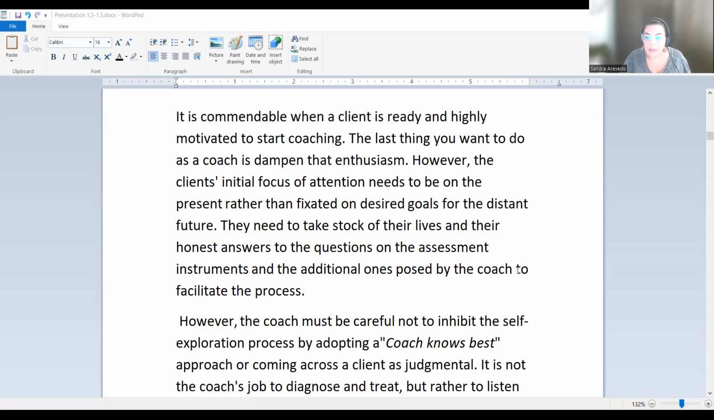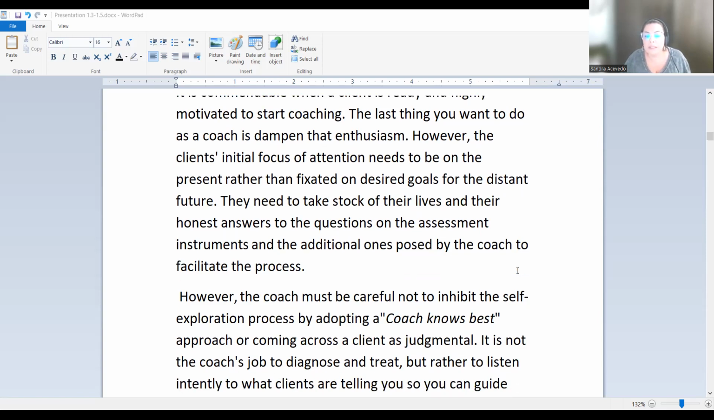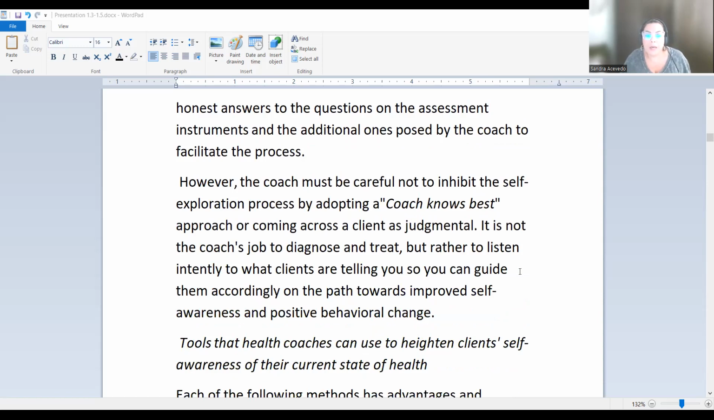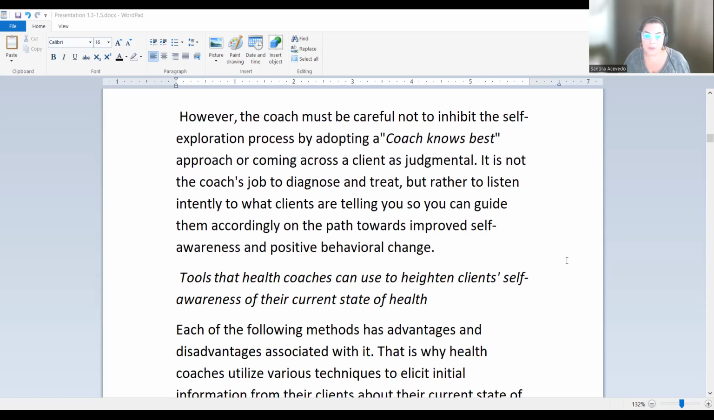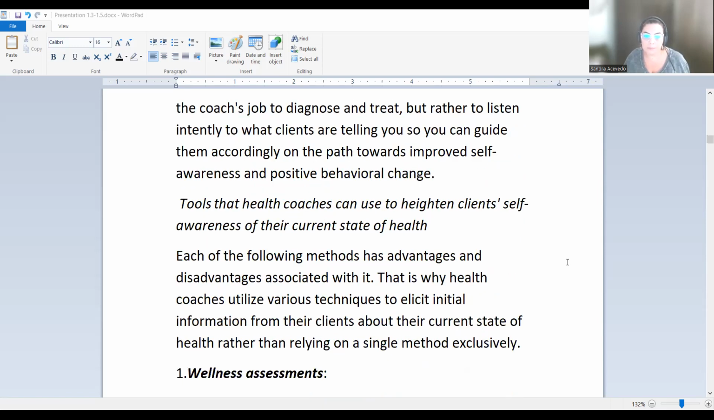They need to take stock of their lives and give honest answers to the questions on the assessment instrument and the additional ones posed by the coach to facilitate the process. However, the coach must be careful not to inhibit the self-exploration process by adopting a coach-knows-best approach or coming across as judgmental. It is not the coach's job to diagnose and treat, but rather to listen intently to what clients are telling you so you can guide them accordingly on the path towards improved self-awareness and positive behavioral change.